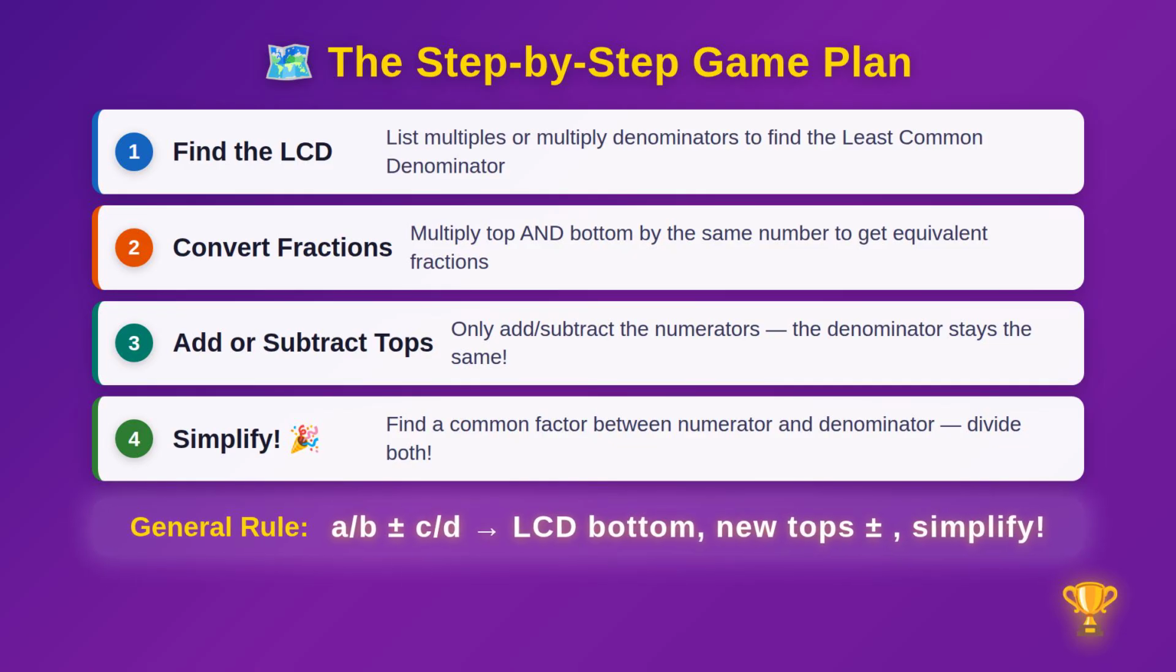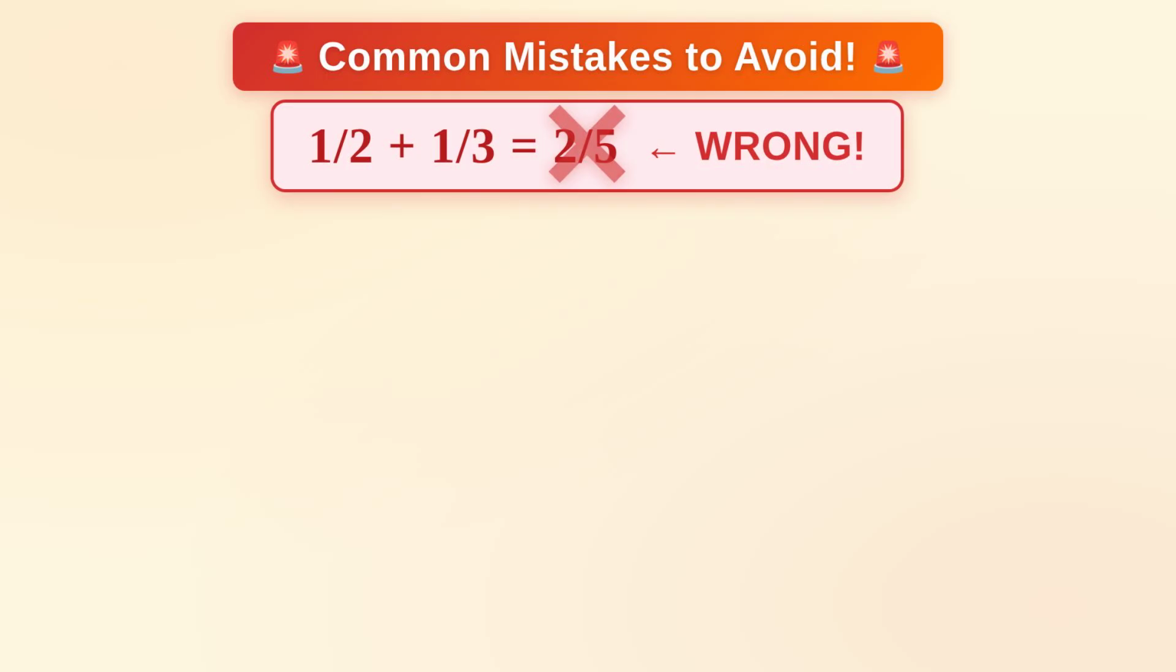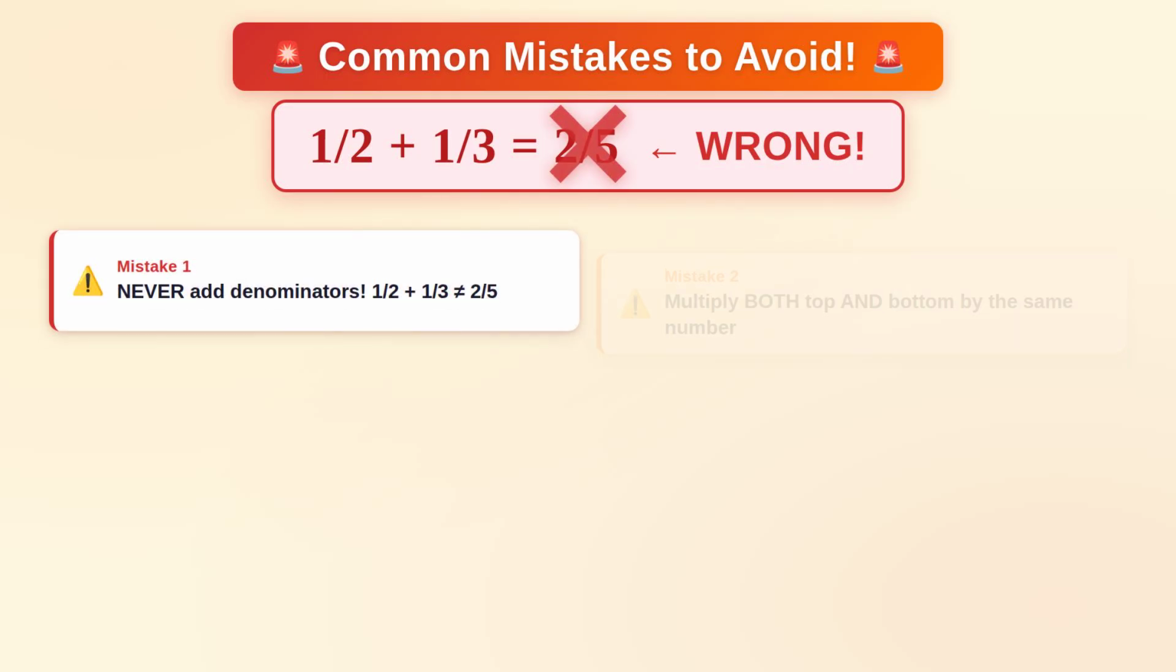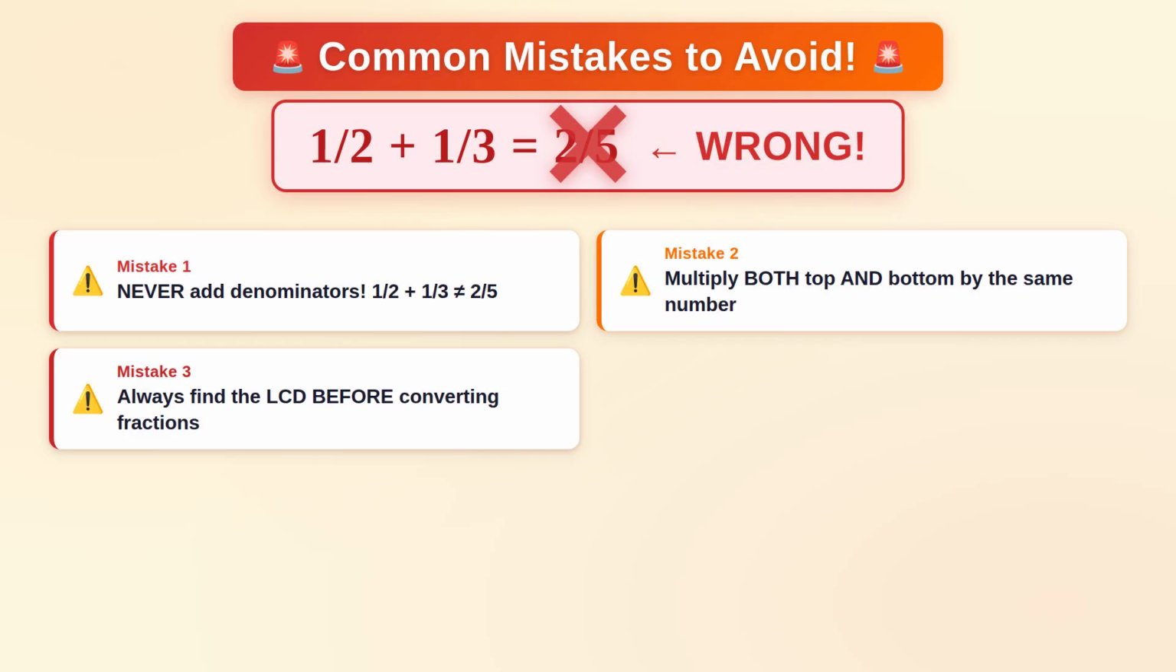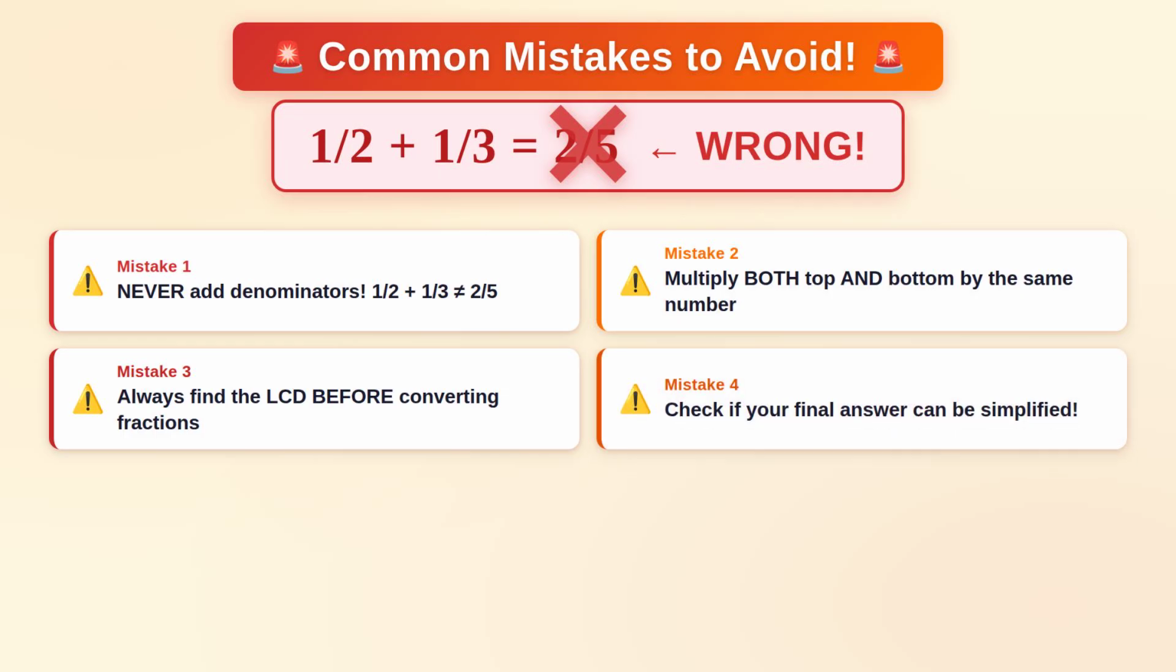Step 4. Simplify your answer if you can. Look for a common factor between the top and bottom. Follow these 4 steps every single time, and you will never get stuck on unlike denominators again. Before you go, let's talk about the most common mistakes so you can avoid them. Mistake number 1, the big one.